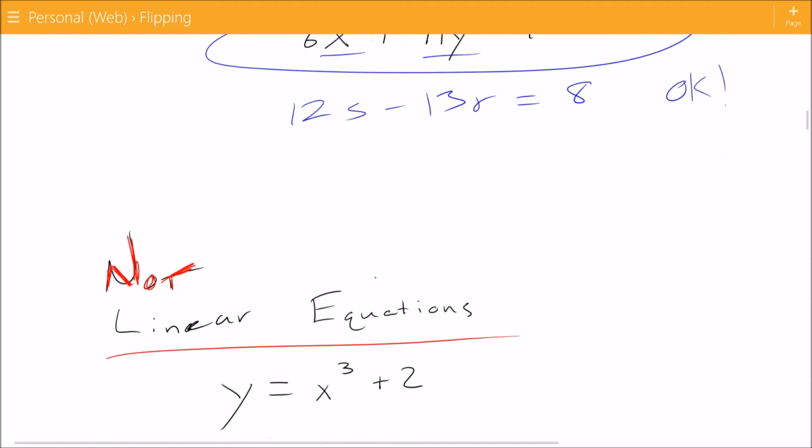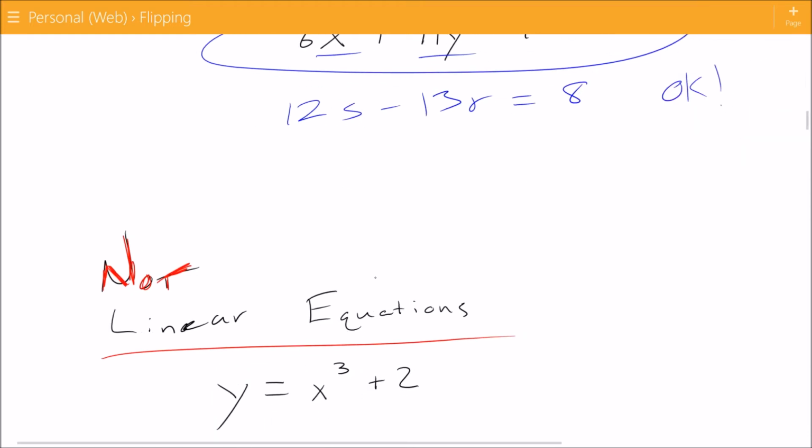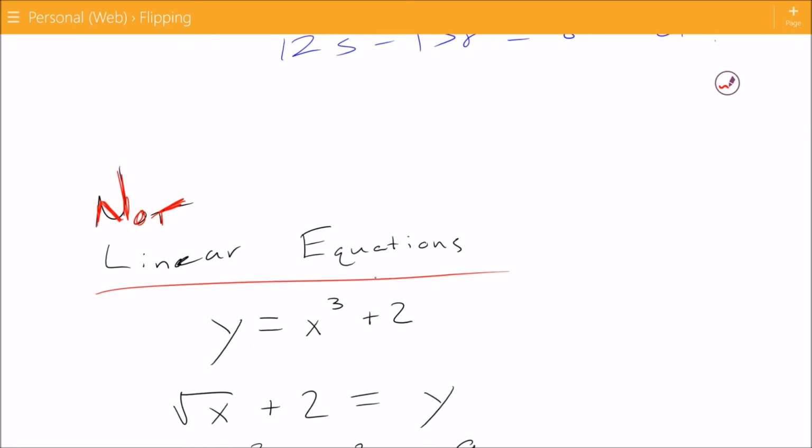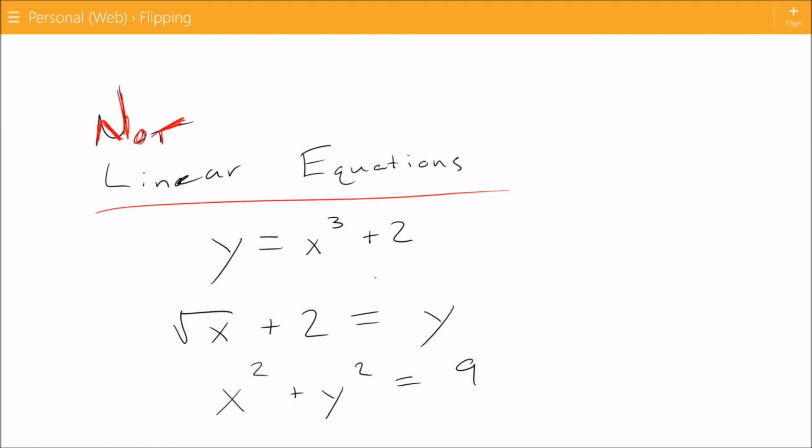Let's look at some things that are not linear equations. So for example, y equals x to the third plus 2. Well, why wouldn't this one be a linear equation? This right there, you've got x to the third power. That does not work because we cannot have one of our variables to be at any power greater than 1.